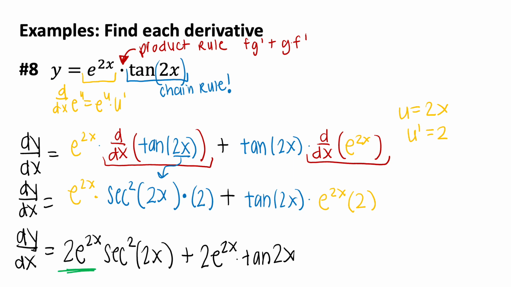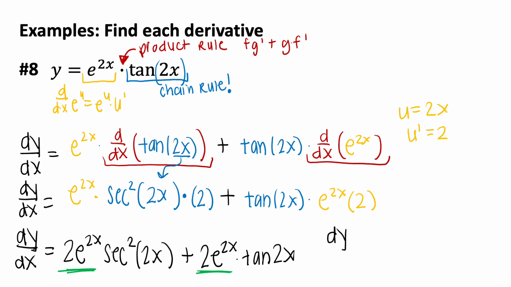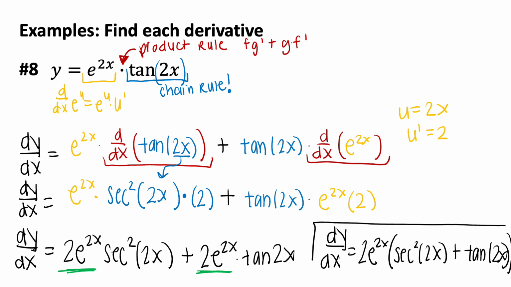And you might have noticed that we wrote this 2 e to the 2x twice, so let's just factor that out to the front. So our dy dx is equal to 2e to the 2x times secant squared of 2x plus, oh rats, hold on, let me find some more room. Okay, our dy dx is equal to 2e to the 2x times secant squared of 2x plus tangent of 2x squeezed in there.